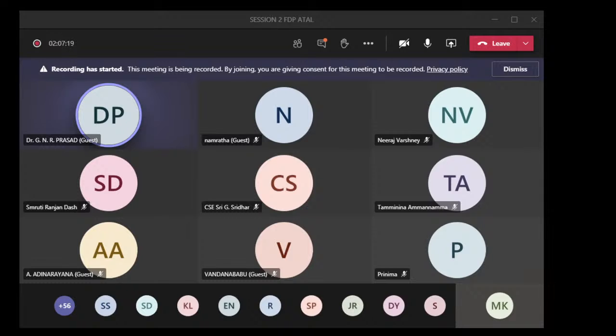So this is a PDF form, let me open that. Just 1 minute.